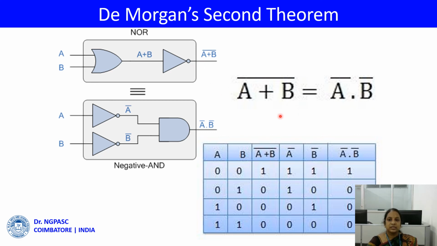So the second part is using NOT and AND gates. So the inputs A and B are complemented first using NOT gates. So the inputs further will be A complement and B complement. When multiplied together using an AND gate, you will get A complement dot B complement. So this is the logic circuit diagram of De Morgan's second theorem. And similarly, as in the first theorem, we can see that the truth table has been proved, and it is satisfying De Morgan's second theorem.